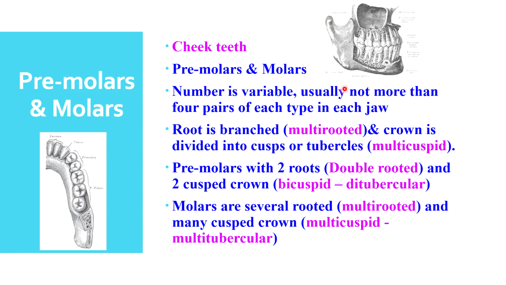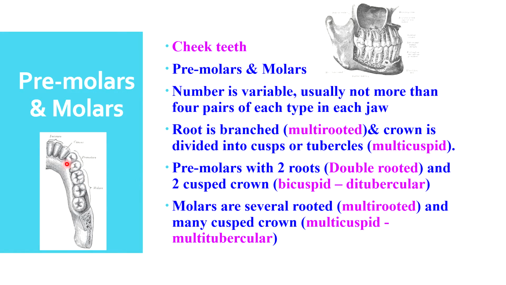Multi-rooted, that means here, see, this is the canine and the incisors, they have a single root, but here the premolars and molars have more than one root, and that is multi-rooted and multi-cuspid. That means the crown, this part, these are the premolars and these are the molars, and here these regions are divided into cusps or tubercles, and it is called multicuspid.